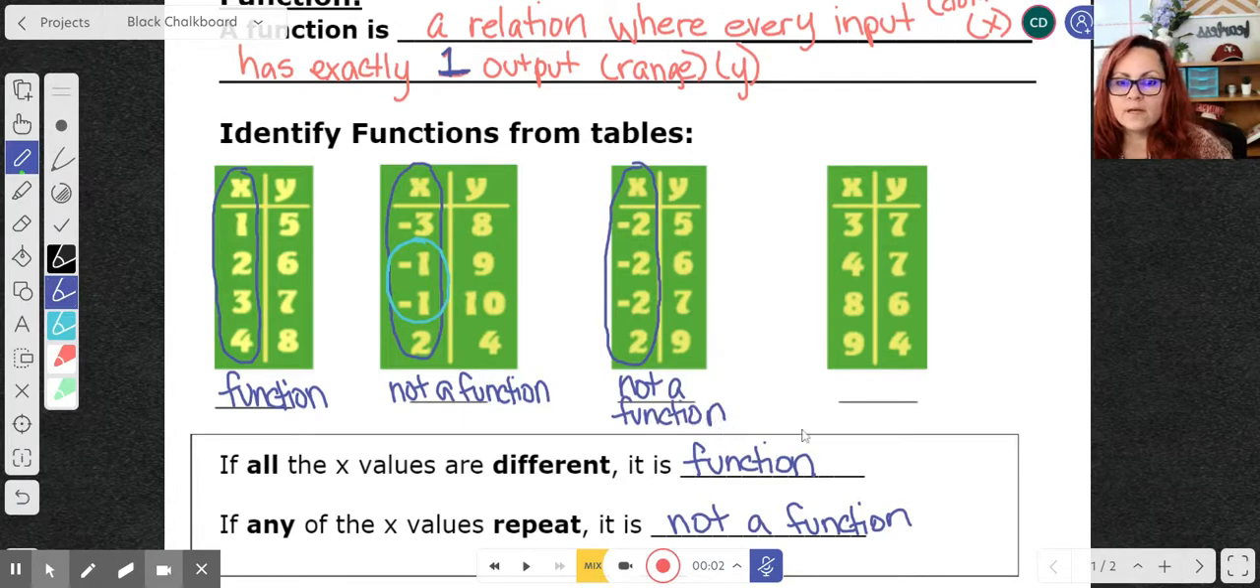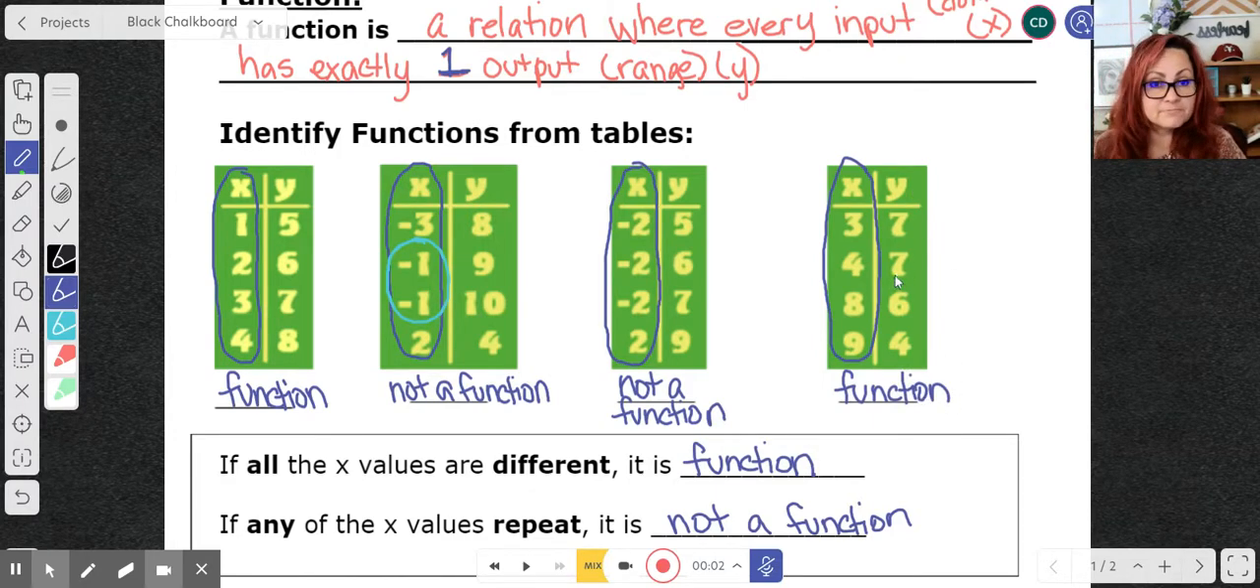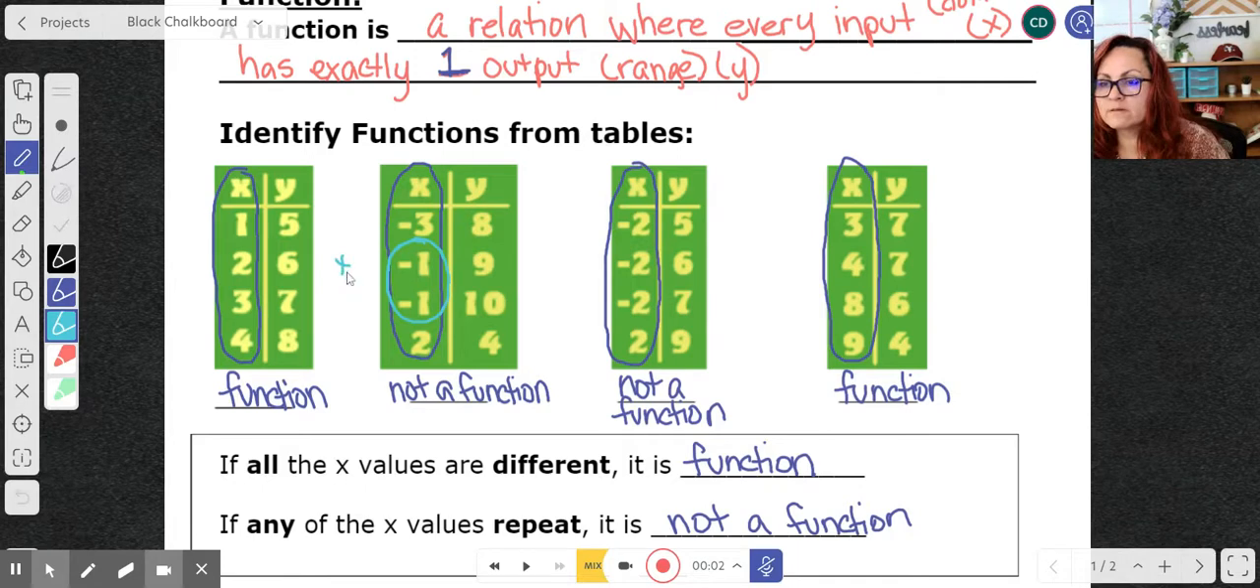Okay? And let's look over here. Again, my focus is on the X column. I got 3, 4, 8, and 9. Anything repeating? No. So it is a function. Okay. Do I care about the 2 7s? Nope. Don't care about them at all. All right. So here we have X repeating. Here, X repeats. So that's what you're looking for. And here you have X repeating as well.